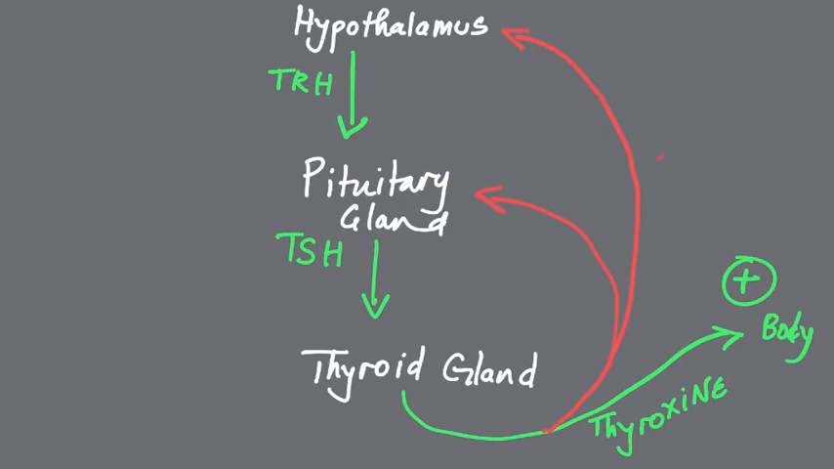the hypothalamus and pituitary gland so that no more thyroid stimulating hormone will be released. And in this way, it maintains homeostasis so that you don't get too much thyroxine and increase the body's metabolic rate to a point that might be harmful.